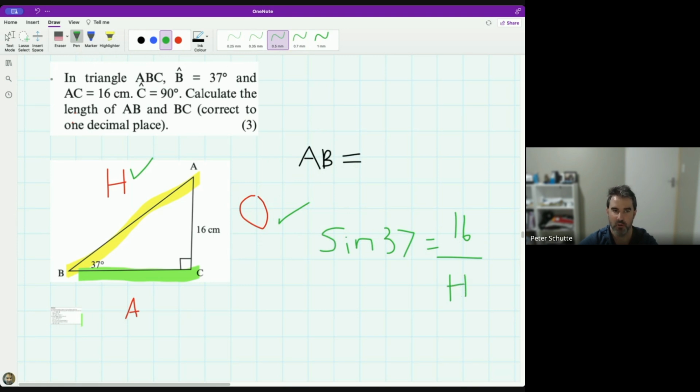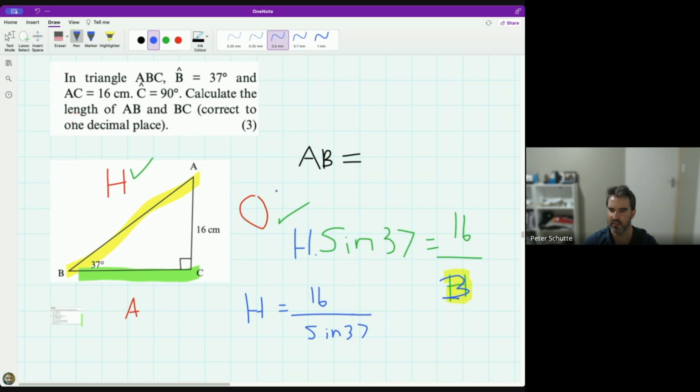But the problem you have is that that H is stuck at the bottom and you'd really like it to be by itself on this side. So you're going to move that H across and it's going to end up over here. But now the H wants to be all by itself. And so the H is going to be equal to 16 divided by the sine of 37. And that should give me what H is.